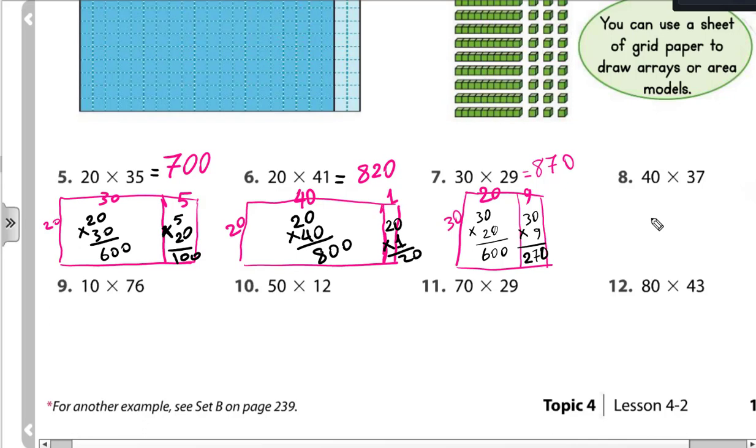Khalifa. Yes, mister. Yes, my hero, go ahead. Question number 8: 40 multiplied by 37. So 40 is more than 37, so we will draw the first one bigger than the second line. Okay, I'll erase this. Slightly bigger, okay?